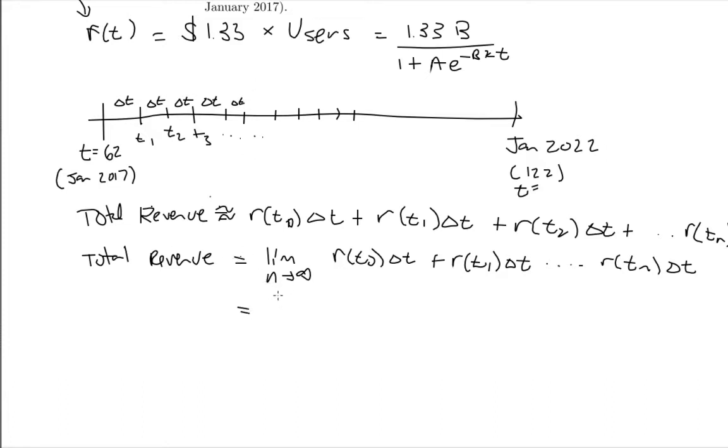So the total revenue going from t equals 62 until t equals 122, so that's over the next 5 years, is given by the definite integral from 62 to 122 of our revenue function r of t. So this is the total revenue.